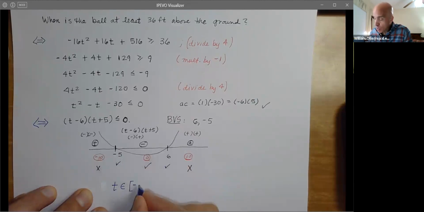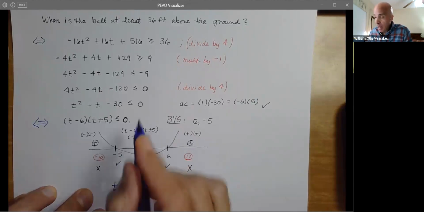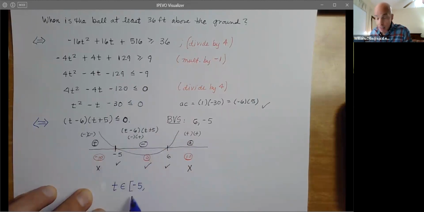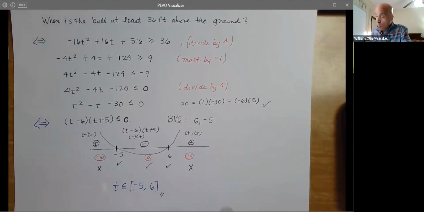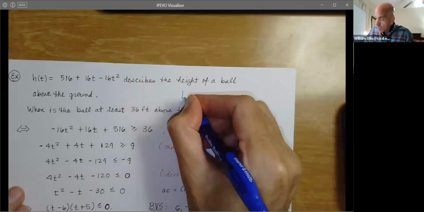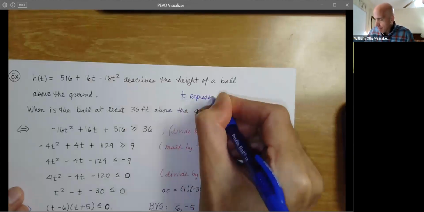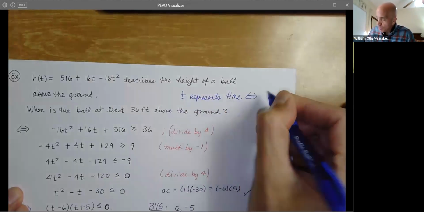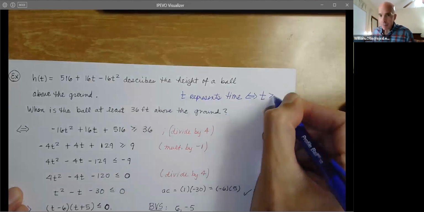So remember, when you're doing your WebAssign, if you have the equal to with the inequality, you need to use the brackets. And so we have a 6 and a bracket. And there we have it. Now, one thing we need to look at here to amplify this, which I will finish, and I need to note this, t represents time. So this means that t is non-negative.